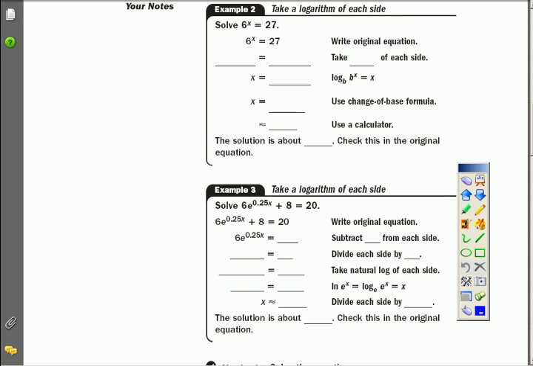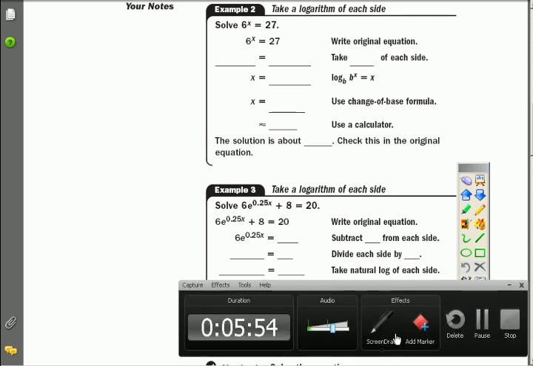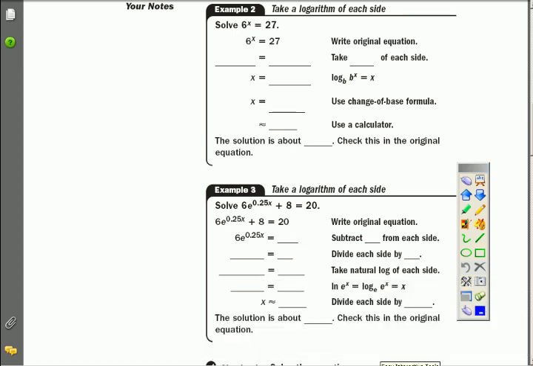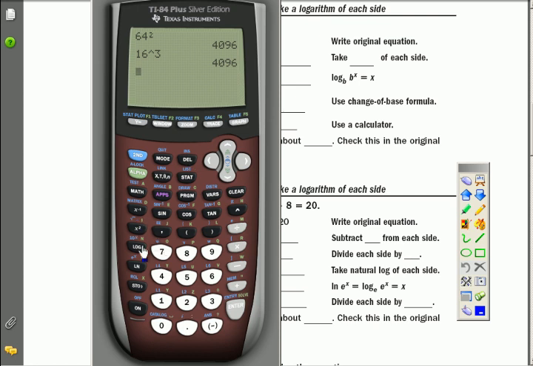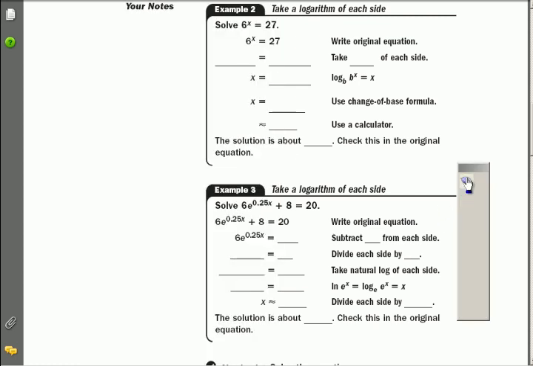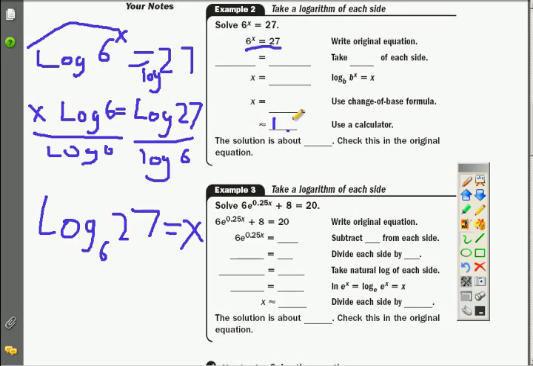So if I go out and grab my calculator, I do the log of 27, enter, divided by the log of 6, enter. I get 1.83 or 1.84 basically. And I could put that right here, 1.84. And I could check that. 6 to the 1.84 would be pretty close to 27 there.